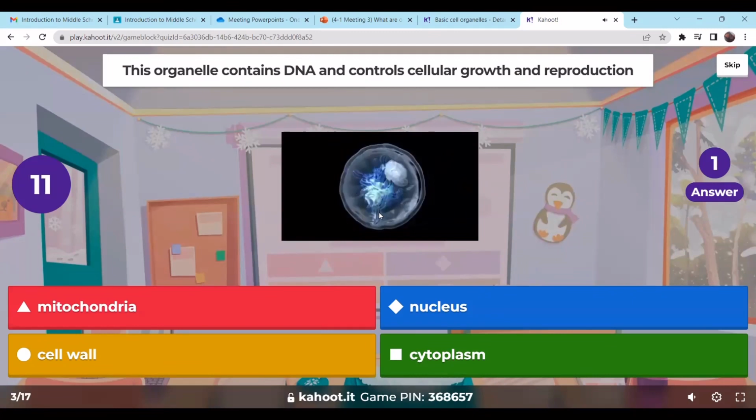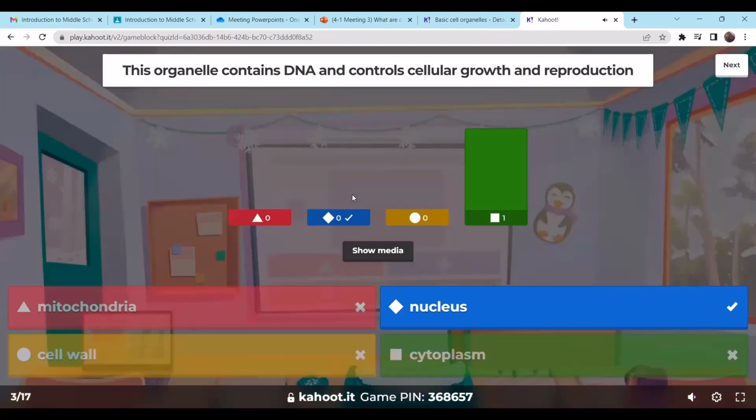So this is the nucleus, and the nucleus is like the powerhouse, not the powerhouse. The nucleus is like the control center of the cell. It contains all your DNA in the form of chromosomes, which are these 23 pairs, and it contains everything you need for the DNA to divide, everything.